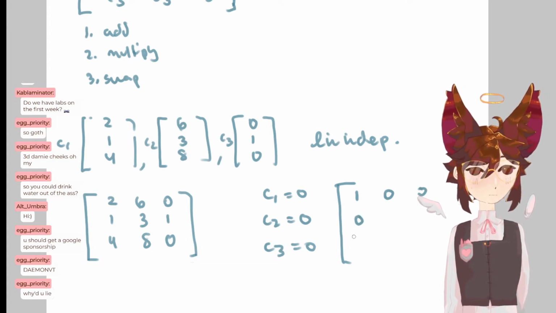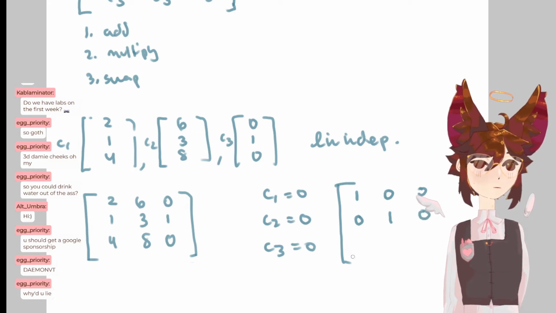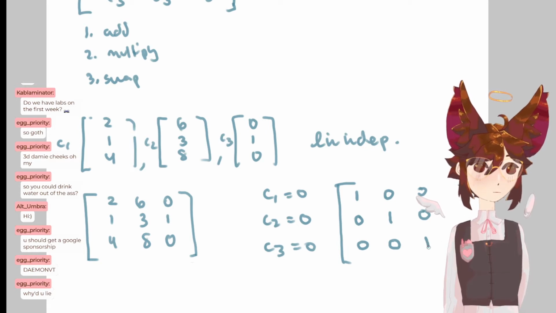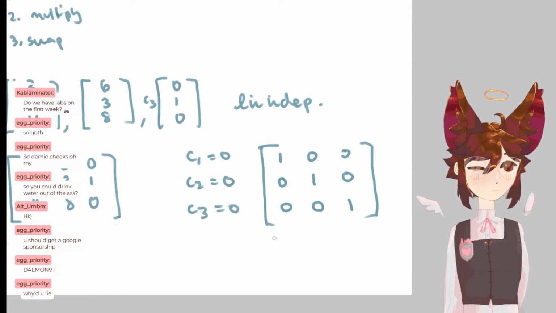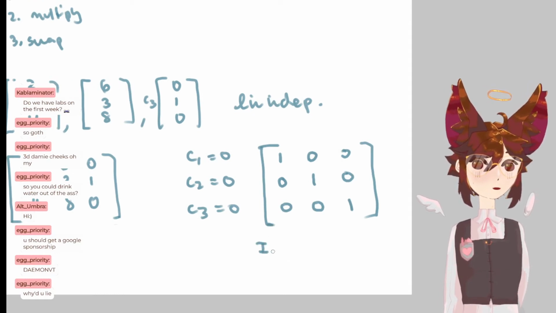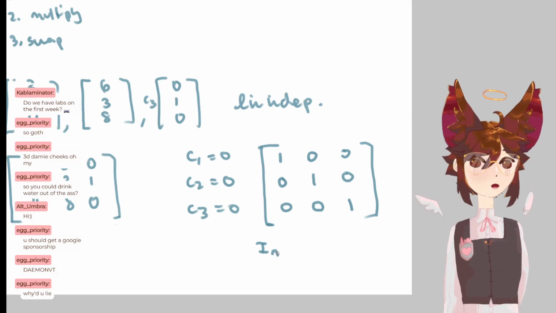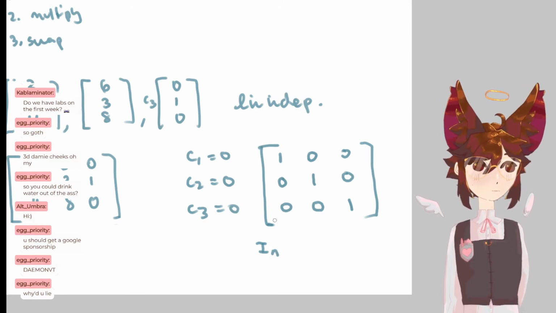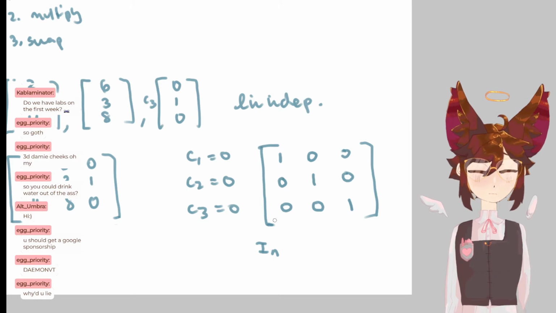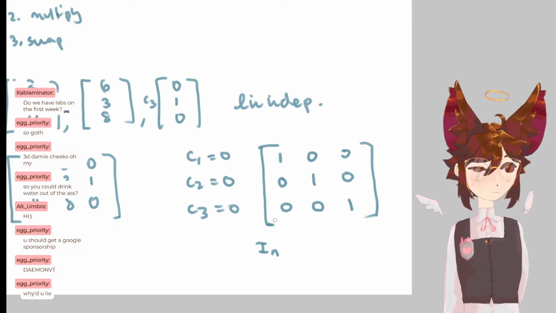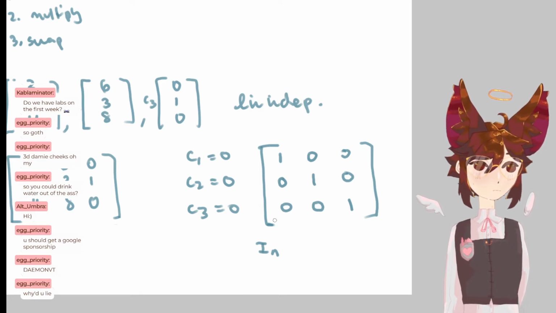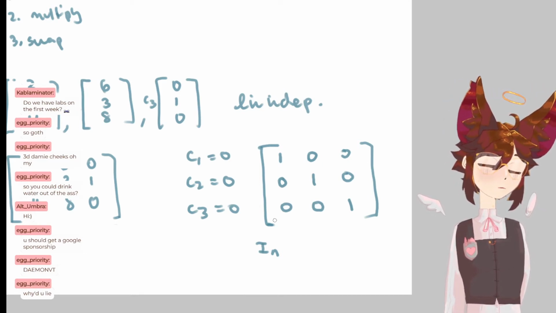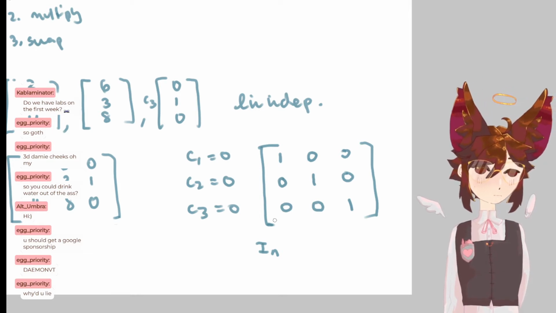And for this one, we have 0 of C1, 1 of C2, 0 of C3, and then 0 of C1, 0 of C2, 1 of C3. So we get ones down the diagonal. This is a very special matrix called the identity matrix. It's sort of like the number 1. It can do a lot of special things. A lot of the time, we'll use this matrix to prove that things equal other things, because it's like multiplying things by 1.